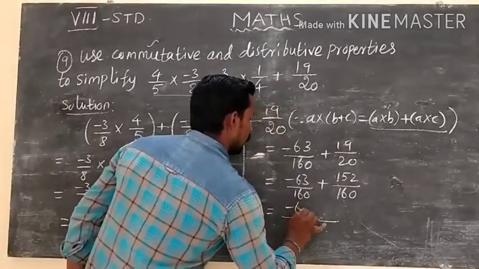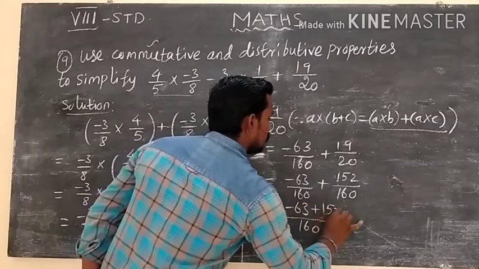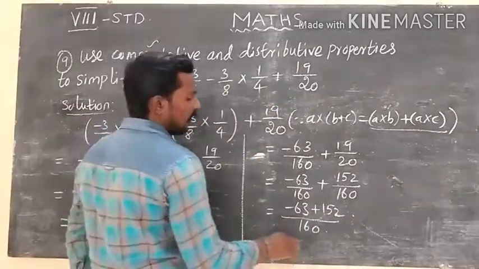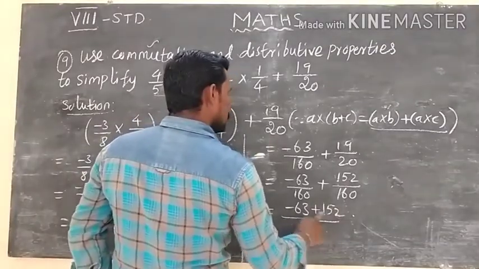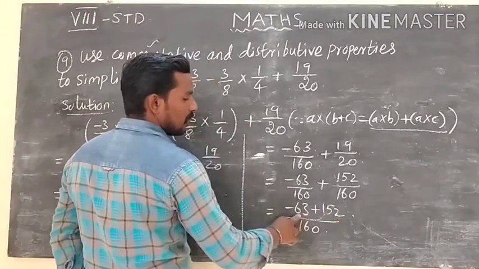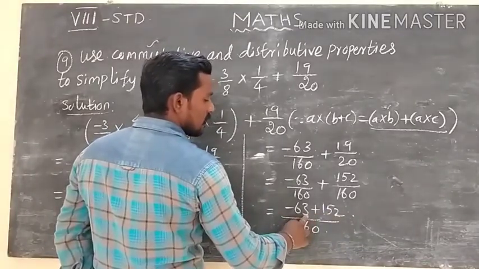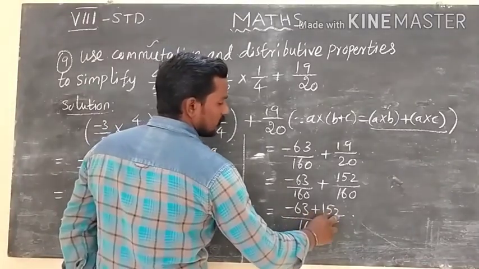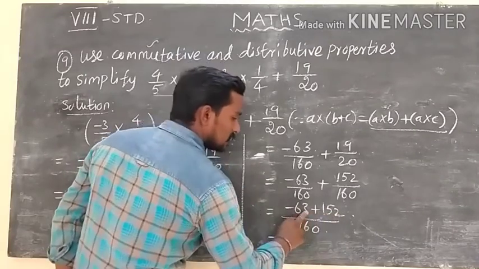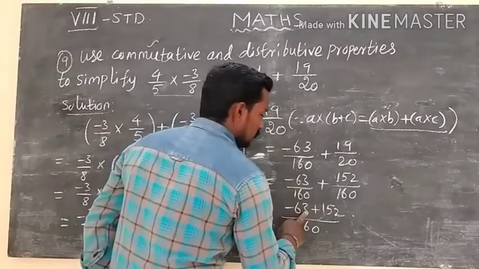So compare the numerators, minus 63 plus 152. The signs are different, so the operation is subtraction. So subtract both values. This is plus, this is minus. The plus is the greater value, so subtract the smaller one from the greater. 2 cannot subtract 3, so making a transformation, the 2 is converted into 12. 12 minus 3 is equal to 9.